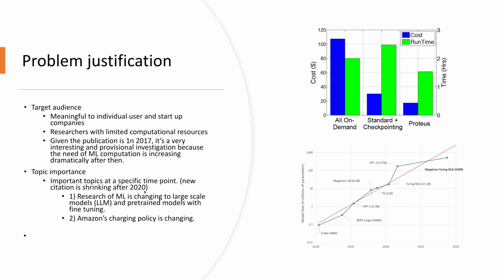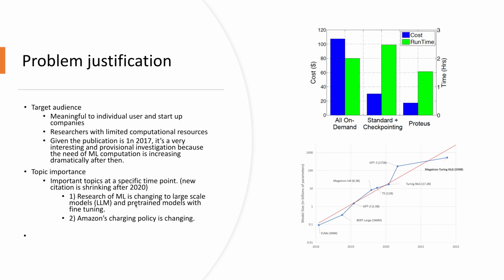But we can also find that, though it was an interesting topic at that time, the new citations are shrinking after 2020. From one aspect, this is because machine learning research is changing to large-scale models, like LLMs that appeared recently. In general, these cannot be trained on shared resources. Instead, researchers can just use the pre-trained models with fine-tuning, adapting them to their own applications with a few rounds of training.